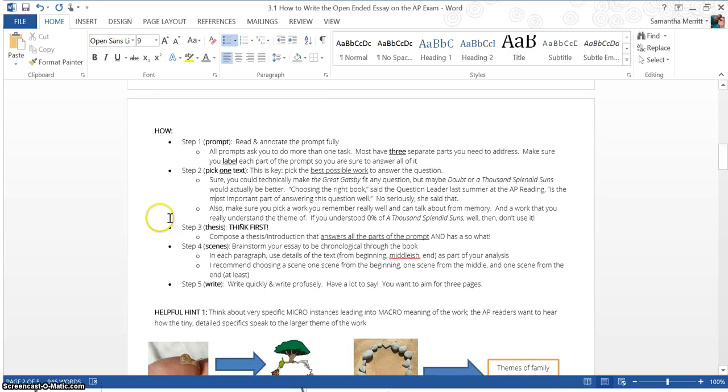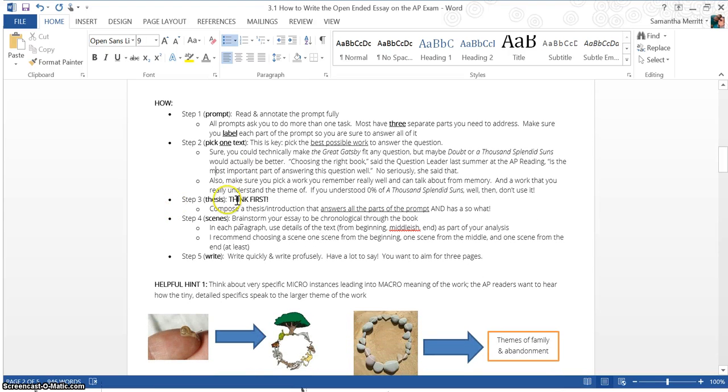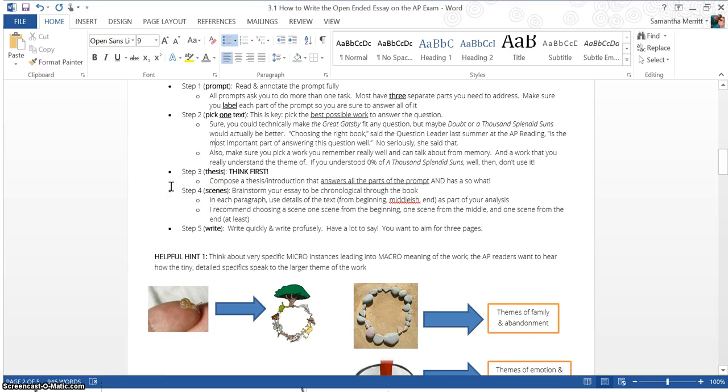So steps 3 and 4 are all about planning. Step 3 is writing out your thesis statement and ensuring that it answers all parts of the prompt and has a so what or a theme. And then step 4 is to brainstorm what different details and scenes you're going to use throughout the book to support your argument. Much like Q2, you have to write about the whole thing. You can't leave out a chunk. So you have to write about the beginning of the text, the middle of the text, and the end. If you leave out a big chunk of the text, then it's considered partial, which is characteristic of a 4.